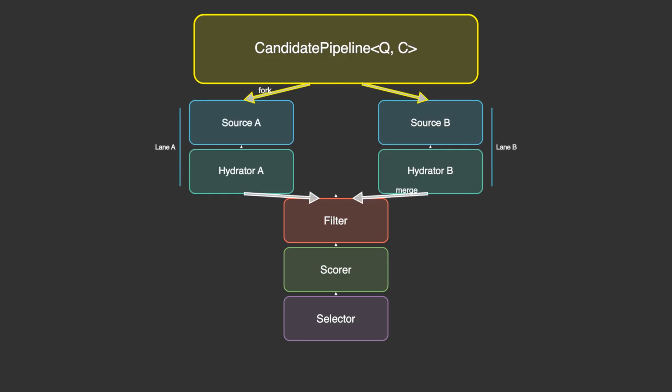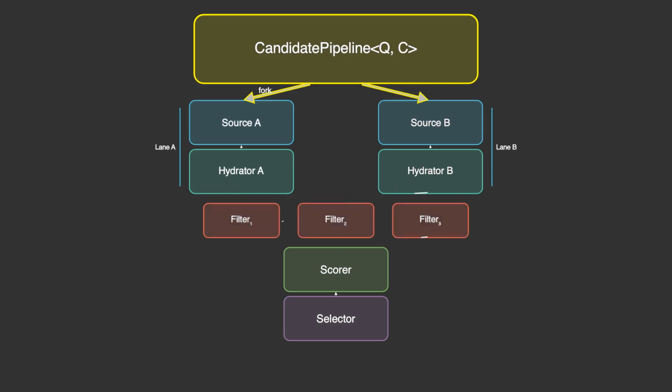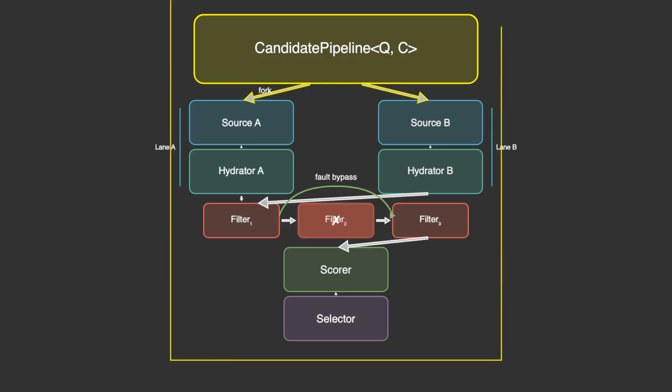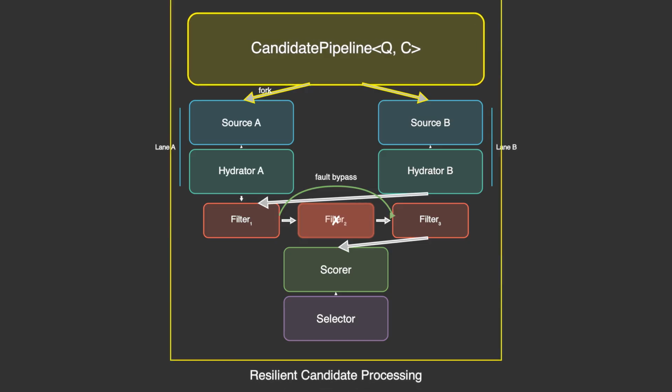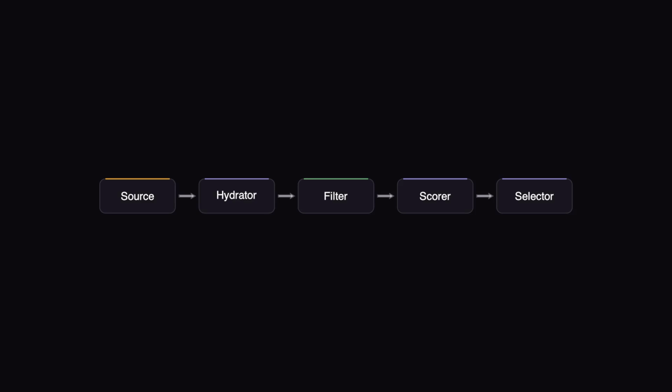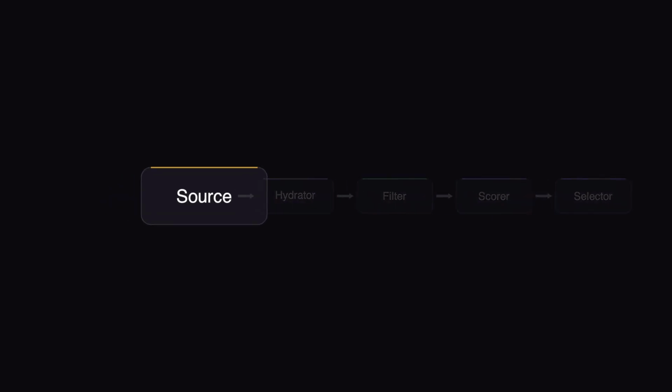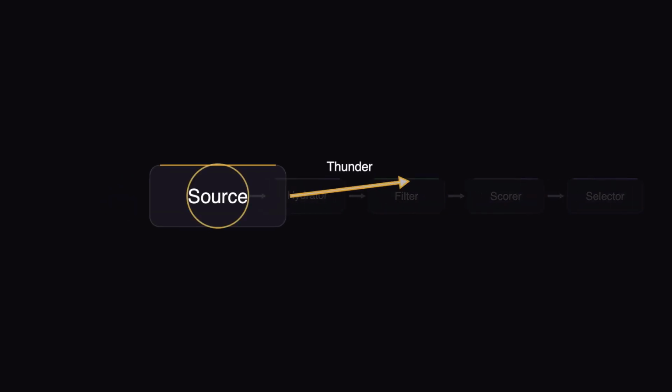Sources and hydrators run in parallel where possible. Filters run sequentially, because each one shrinks the candidate set for the next. And if any component fails, the pipeline logs the error and continues with what it has. This graceful degradation is critical for a system that must return results every time. Now that we see the pipeline structure, let us look at where the candidates actually come from.